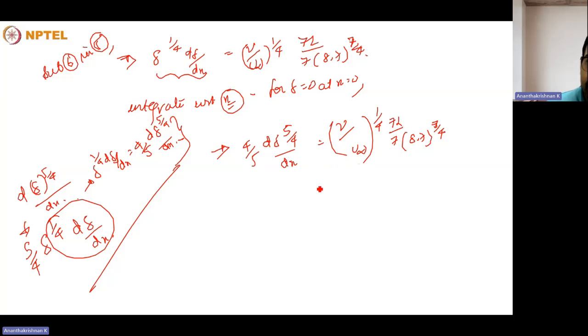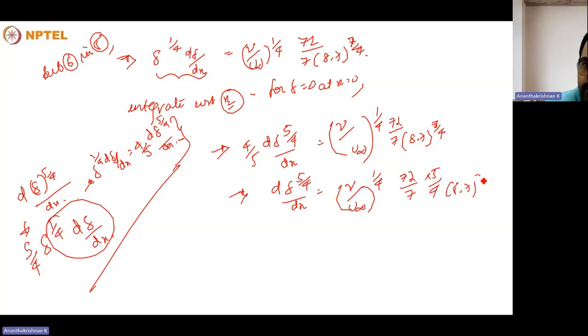So in this case, we integrate and take the 4 by 5 on the other side. We get d delta raised to 5 by 4 by dx equal to nu by u infinity raised to 1 by 4, 72 by 7 into 5 by 4, 8.7 raised to 7 by 5. So integrating it with respect to x, and for the condition at x equal to 0, delta equal to 0, we'll get delta raised to 5 by 4, and this whole term multiplied by x plus constant is equal to 0 for this case.